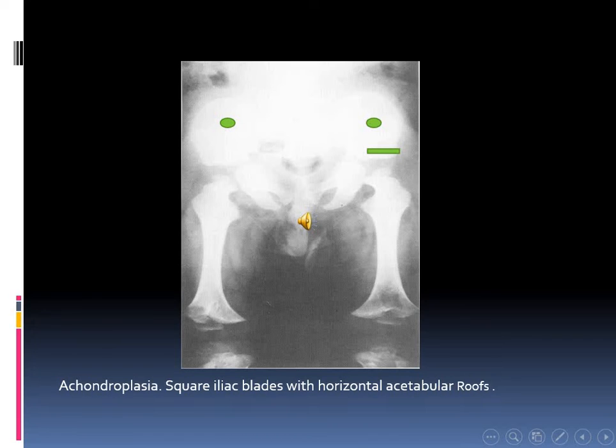Another abnormality, which is very prominent in the pelvis and also in the limbs of the child: here the area of the iliac bone looks abnormal. Normally it should be seen as nearly triangular in shape, but here we can see that both iliac blades are enlarged and appear square in shape, with also abnormal orientation of the acetabulum. We can see that there is a horizontal acetabular roof.